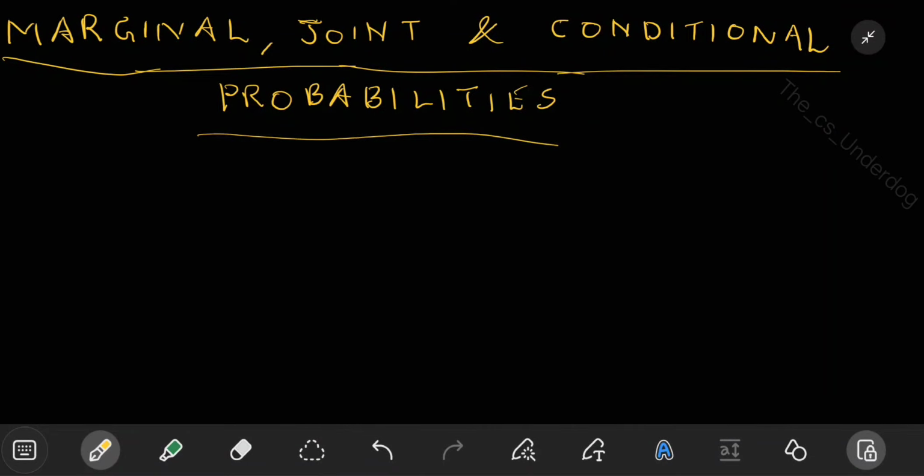Marginal, joint and conditional probabilities. This particular lecture is only to clarify these three terms. You have already seen all these three different types of probabilities in the previous lectures. We are clarifying the difference between marginal, joint and conditional probabilities, so that in future when we use these names, you are clear about what we mean, right?